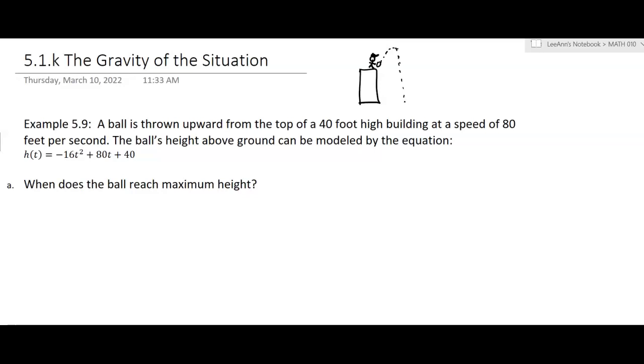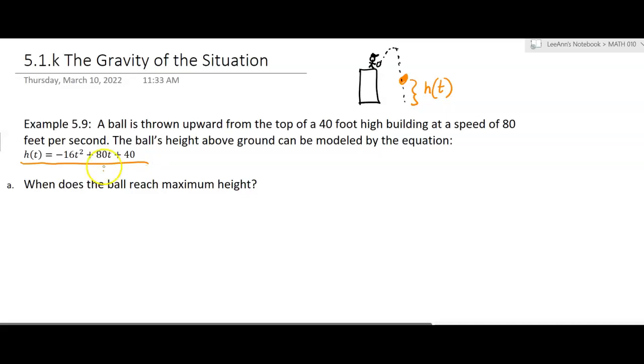Now, it says the ball's height. And so the ball goes up, ball comes down. And eventually it's going to hit the ground. The ball's height above ground. Okay, so when you say, all right, the ball is right here, that distance is the height, based on how long it took. So the person throws the ball up in the air, and after so many seconds, it's going to reach that height. That's what our function is. The height of t equals negative 16 t squared plus 80t plus 40.